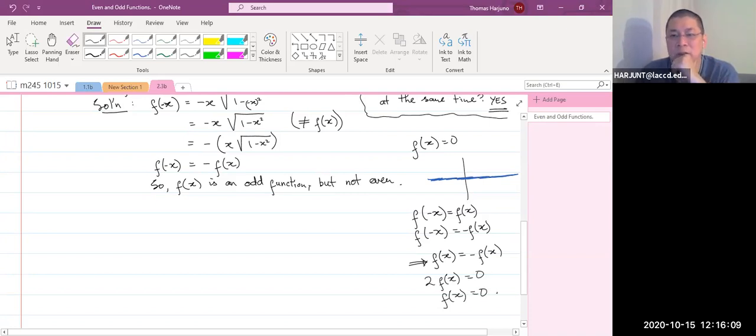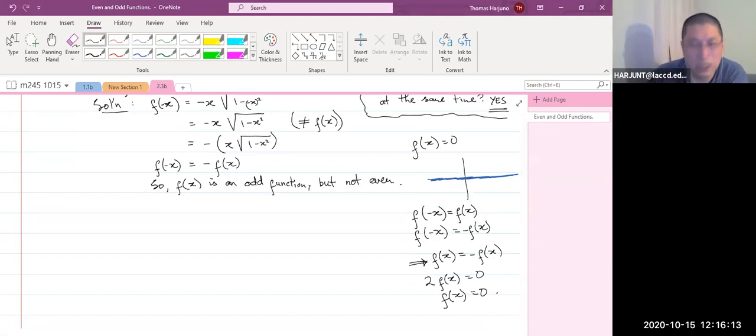So f(x) equals 0, not a regular constant. For example, f(x) equals 1 is even, but not odd. f(x) equals 0 is the only function that is even and odd whose domain is all real numbers.